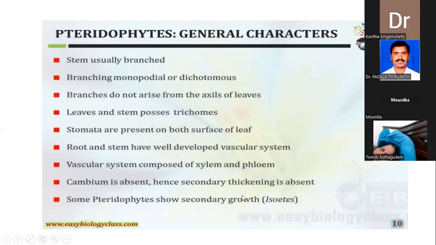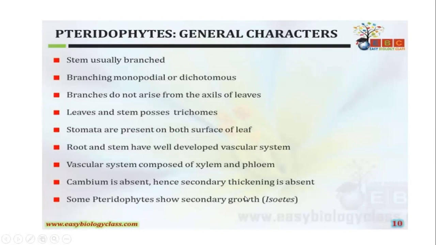Though the vascular tissues are present, they are of the primitive form, that is, the first developing vascular tissues. We can't see any secondary growth in them, that is, cambium is absent. They have only primary vascular tissues, hence secondary thickening is absent. Some pteridophytes show some secondary growth, like Isoetes, that is in the higher forms.